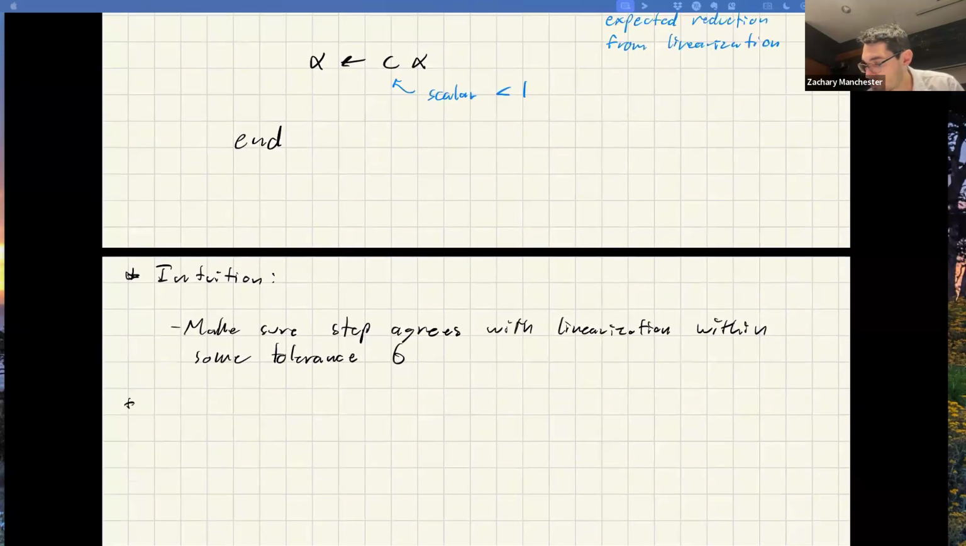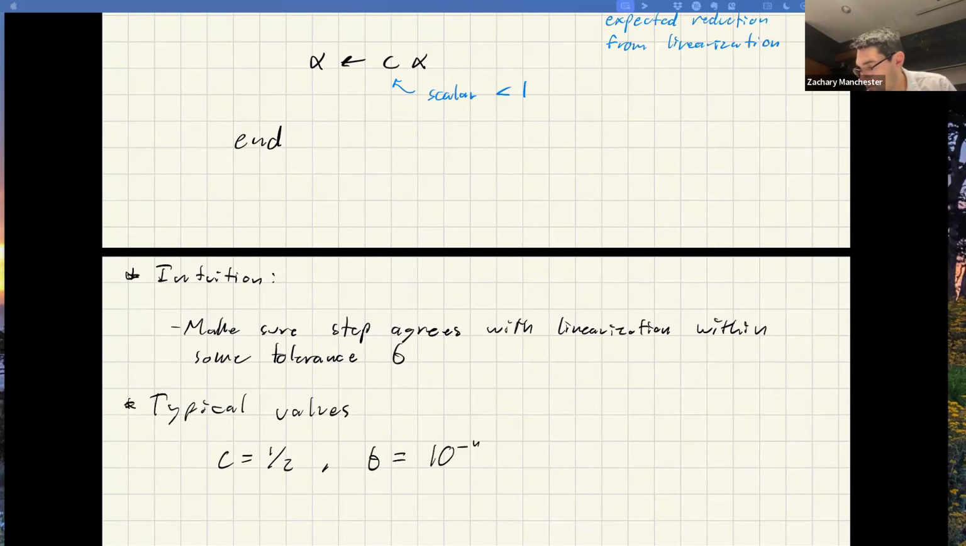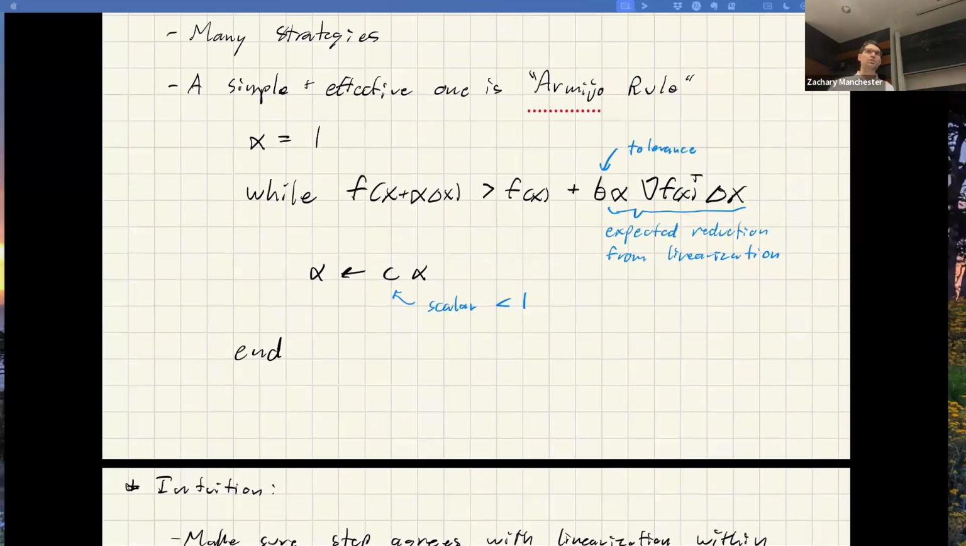And typical values for those parameters would be, say, c is usually a half. Usually we chop the step length in half. And then this B, this tolerance, could be anything from like 10 to the minus 4 to like 0.1, something like that. So we're usually not super strict on that tolerance, but technically speaking, it's got to be there. So if you set B to 1, that's like just checking the function value itself.